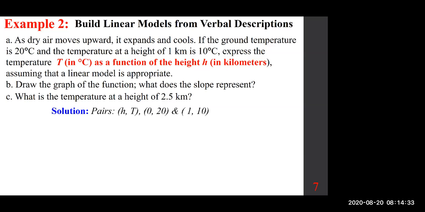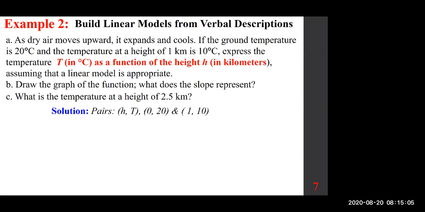So let's start with the pairs. Change your x and y accordingly, in this case, h and t. So the ground temperature, that means the height is 0, is 20 degrees. And then 1 kilometer is 10 degrees. So it's in kilometers. And remember, 1 kilometer is 1,000 meters. Kilo means 1,000. So you need to find the slope. The slope is what? Rise over run. Change in y over change in x.